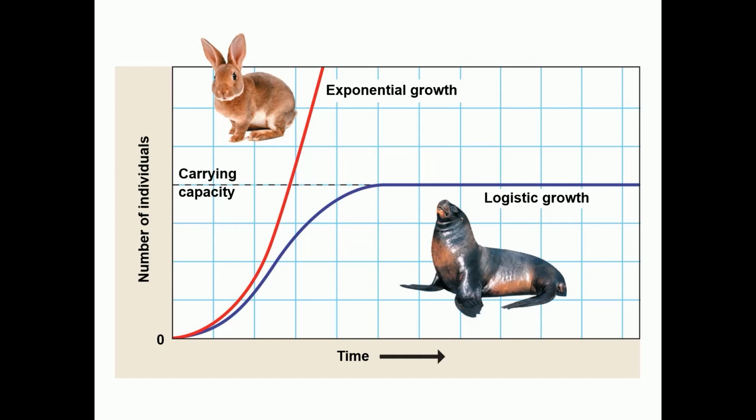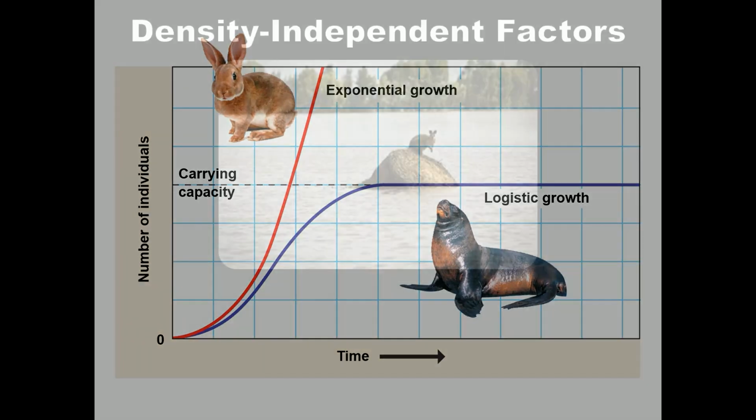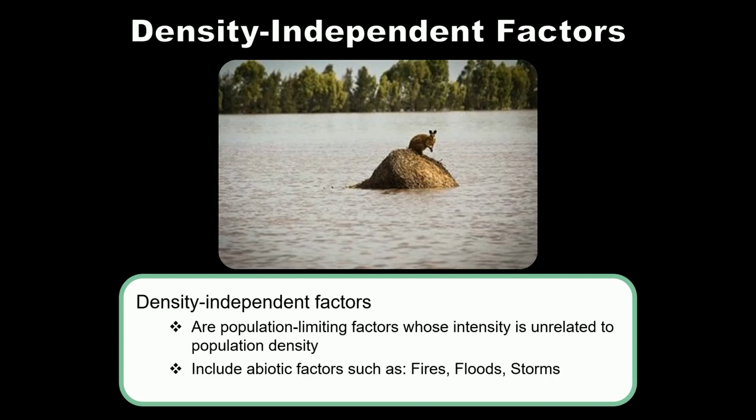So if opportunistic species don't respond to density-dependent limiting factors, are they just constantly in a boom and bust cycle? And the answer is no, actually. There are other factors that can influence their population growth and keep their population down without requiring them to grow to a point where they have a population collapse. And these are called density-independent factors. They are population-limiting factors whose intensity is entirely unrelated to the population density.